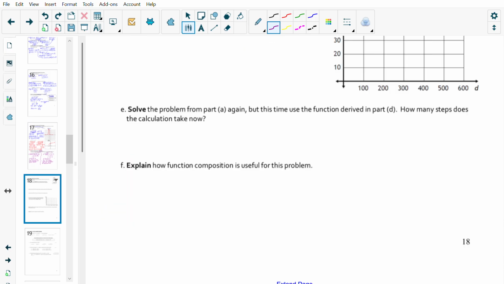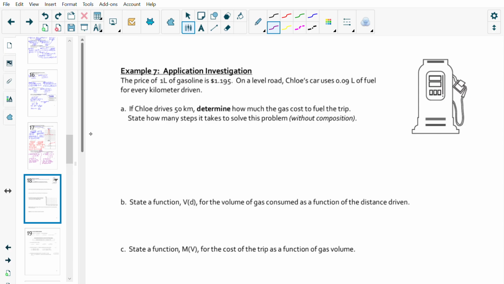Okay, last page, we're going to do an application. Example 7. The price of 1 liter of gasoline is $1.195. On a level road, Chloe's car uses 0.09 liters of fuel for every kilometer driven. So this will be a composite function problem. If Chloe drives 50 kilometers, determine how much the gas costs to fuel the trip. State how many steps it takes to solve this problem without composition.